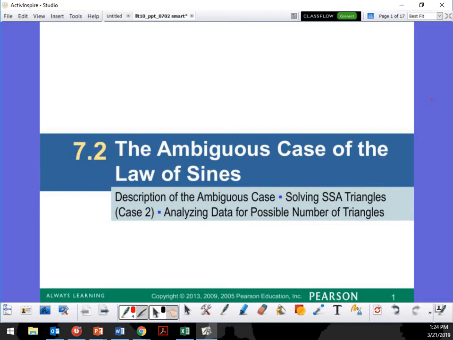Whenever you see angle, side, side, what is it? Ambig. When it's angle, side, side, you have ambiguous.